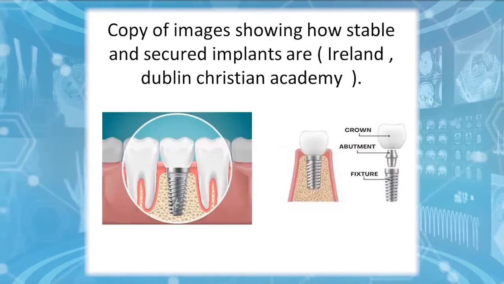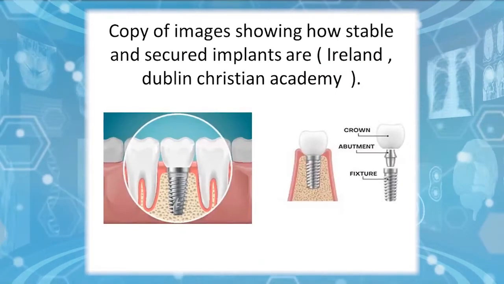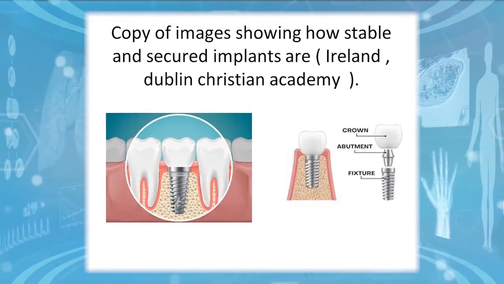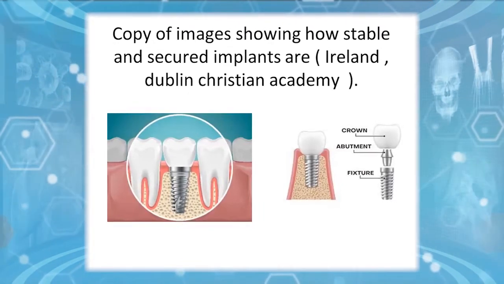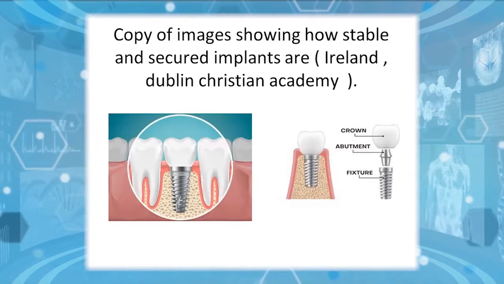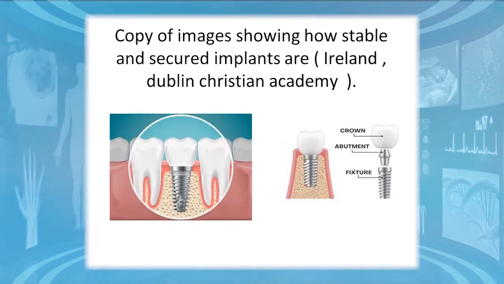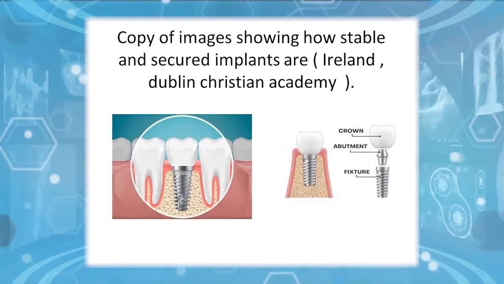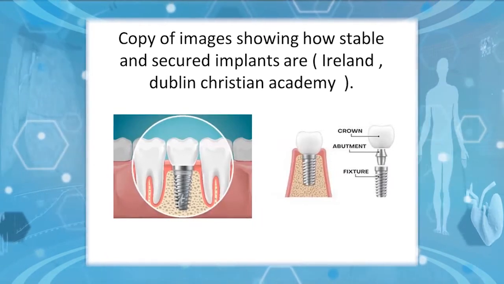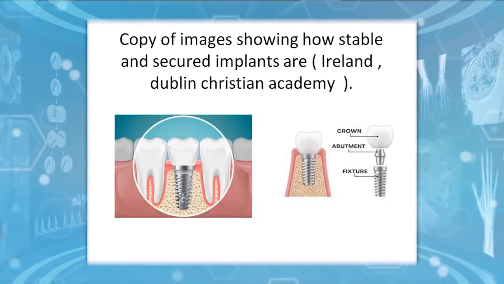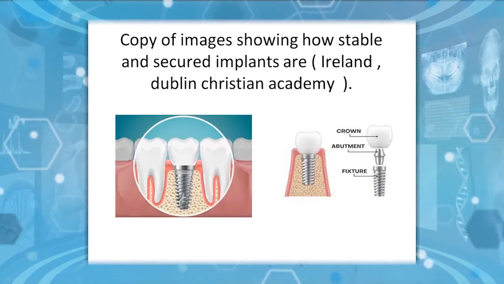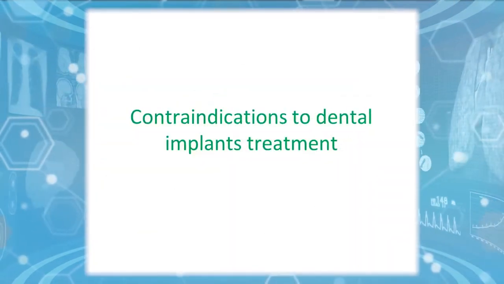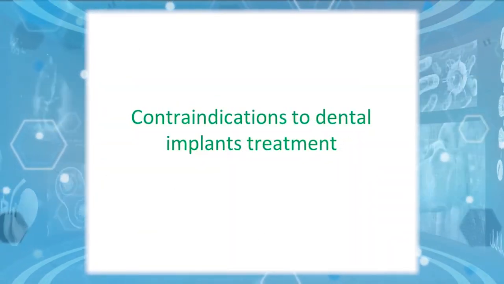The following is an image showing how stable and secure implants are, from the ENABEL Christian Academy. The implant is fused with the bone. The abutment connecting the crown to the implant is also stable. So this is all about the advantages of dental implants, as you can compare to the removable denture or dental bridge. So what are the contraindications to dental implant treatment?